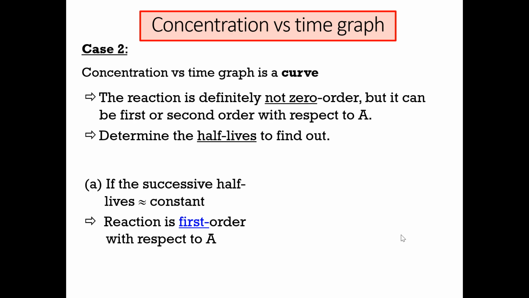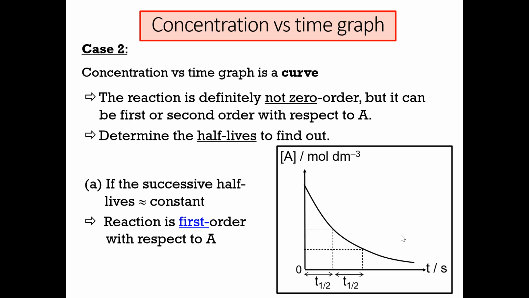Now, if successive half-lives are constant, that means you find the time for it to halve and the time for it to halve again, and the time is approximately the same number, then we can conclude that it is first order with respect to A.